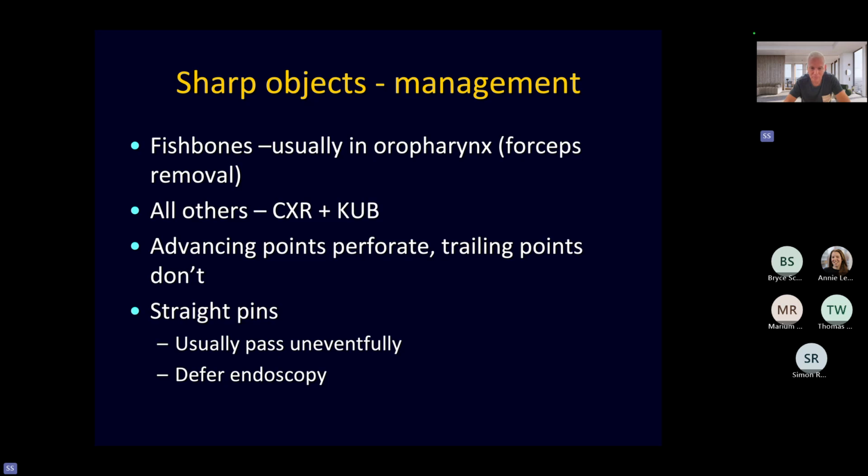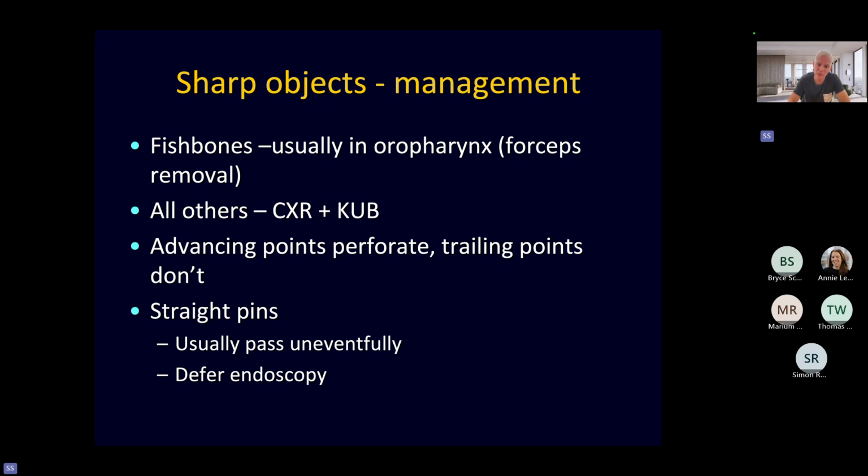So I've had more than one argument with the emergency physician who would call me in the middle of the night about a small screw that someone ingested. And I said, don't bother me, don't wake me, send the kid home. But you want to get a chest x-ray, you want to get a KUB, a PA and lateral at least. Even straight pins usually pass uneventfully, and you may defer endoscopy depending on their length.